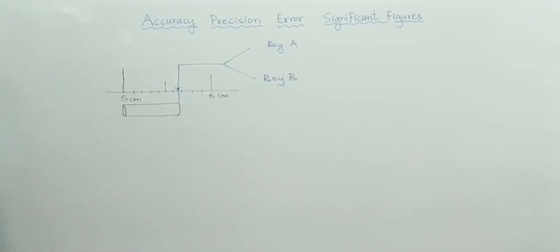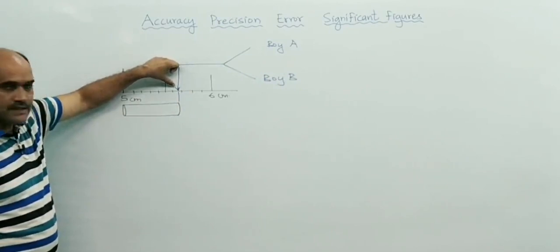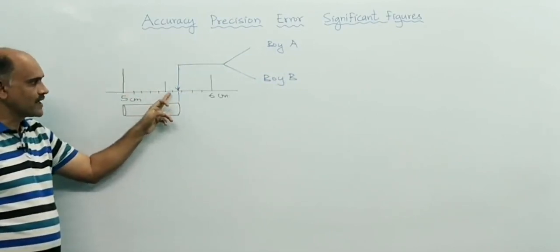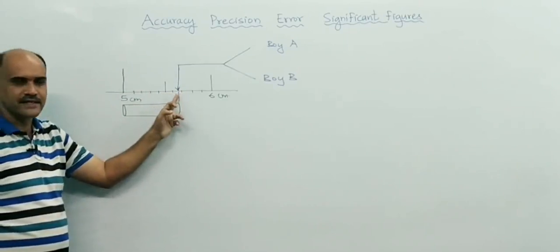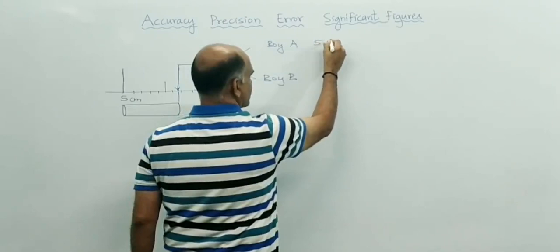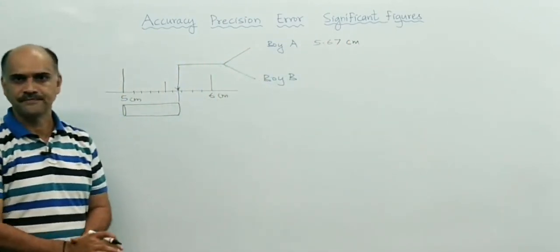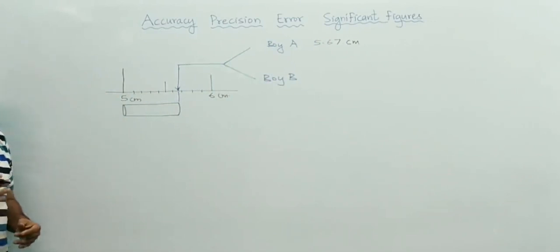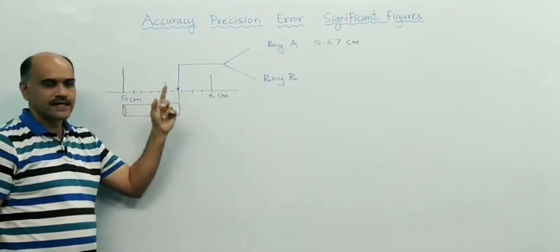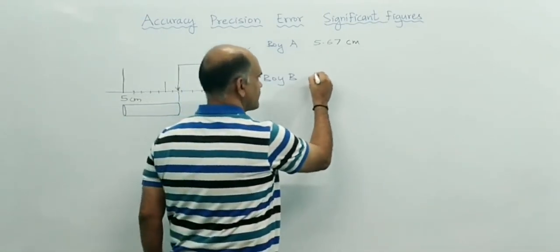Now, boy A may see it and say its value, it is 5.6 and a bit more, so he may say, sir, its reading is 5.67 centimeters. Another boy B will measure it and he may say, no sir, it is 5.68 centimeters.